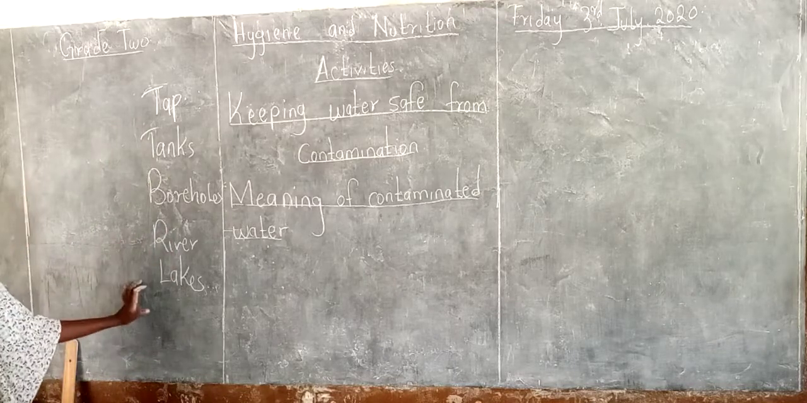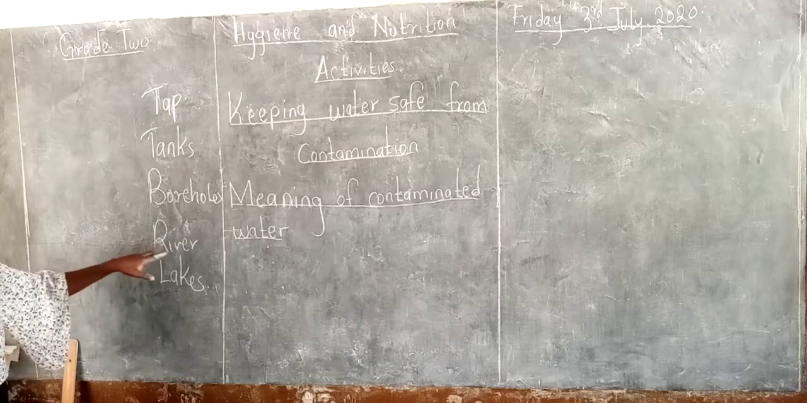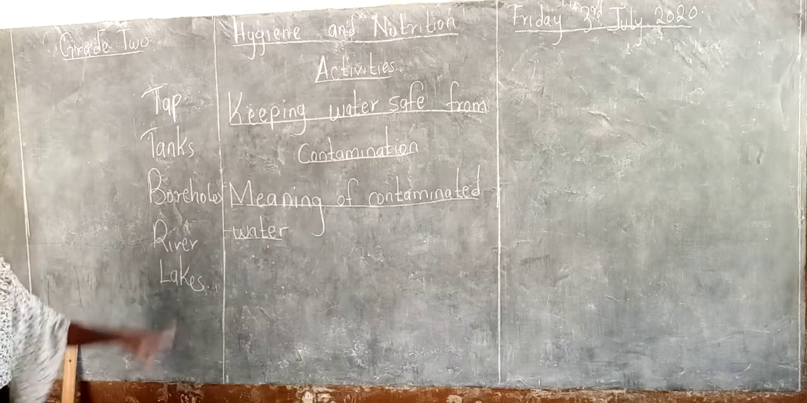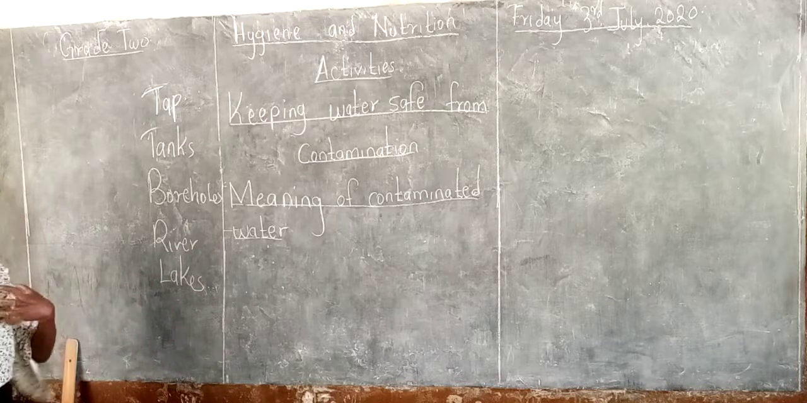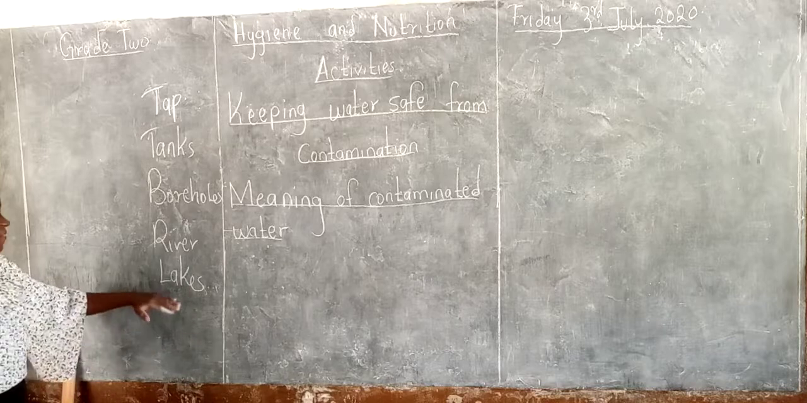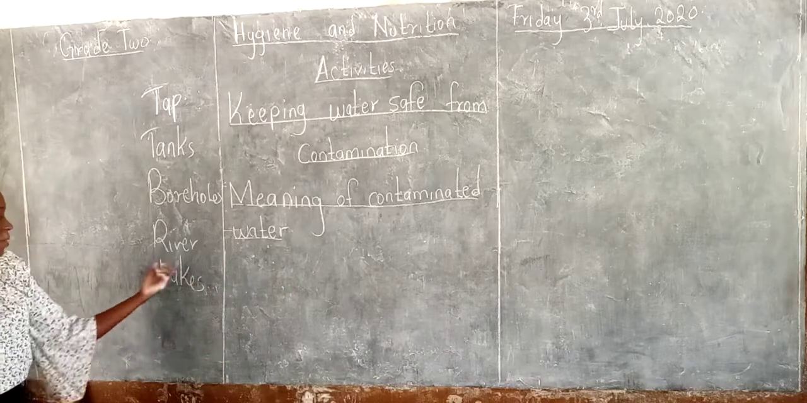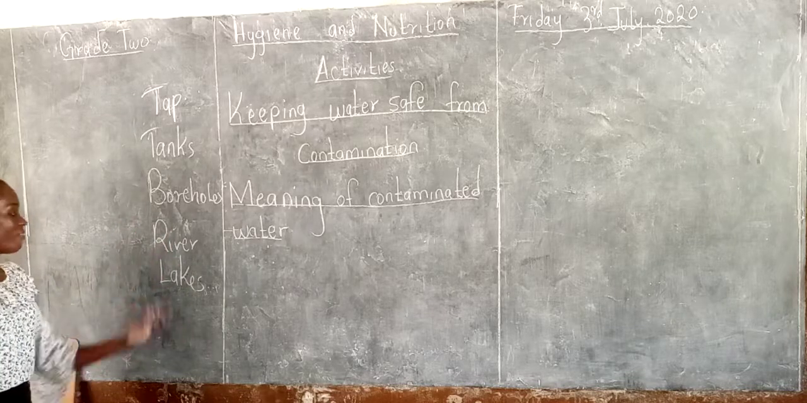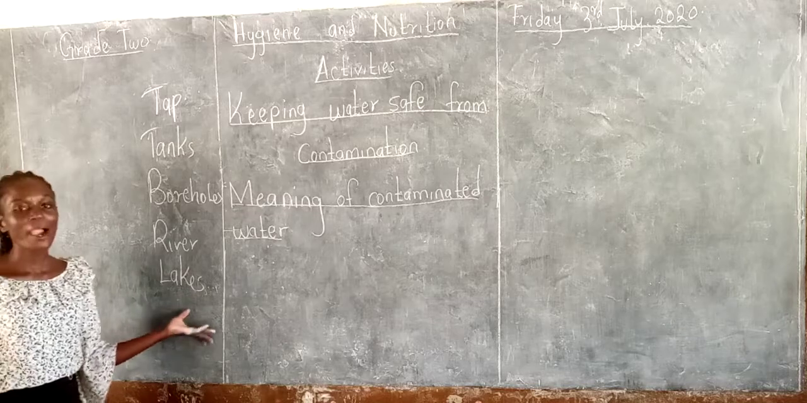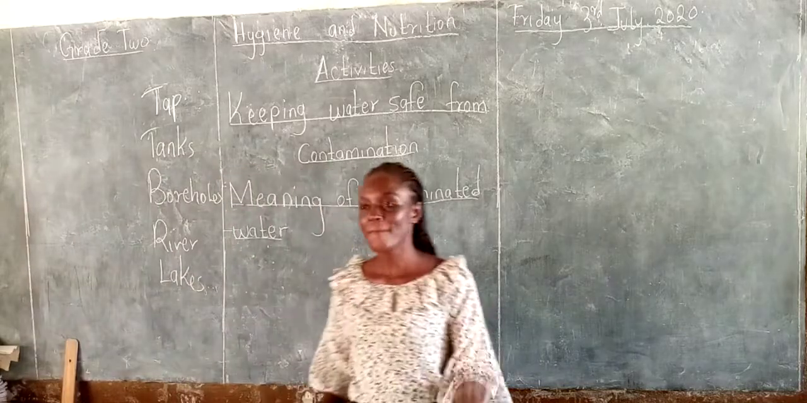And before I forget, I want you to ask your parent to tell you how you call river or lake in your mother tongue. For example, in my mother tongue, we call lake as Nam. So I want you to ask your parent to tell you the name of your river or lake in your mother tongue. Remember, it is always good to know our mother tongue.